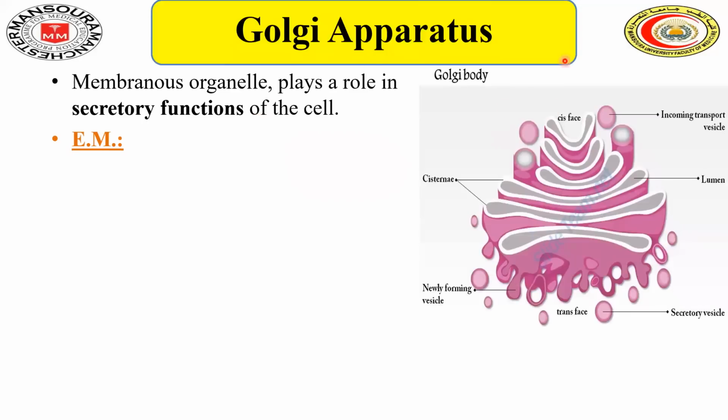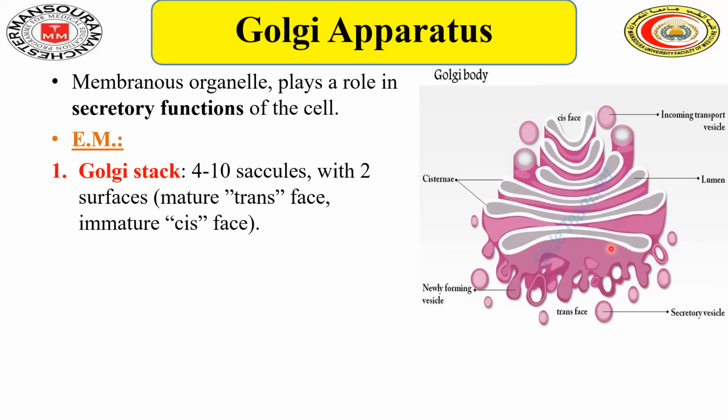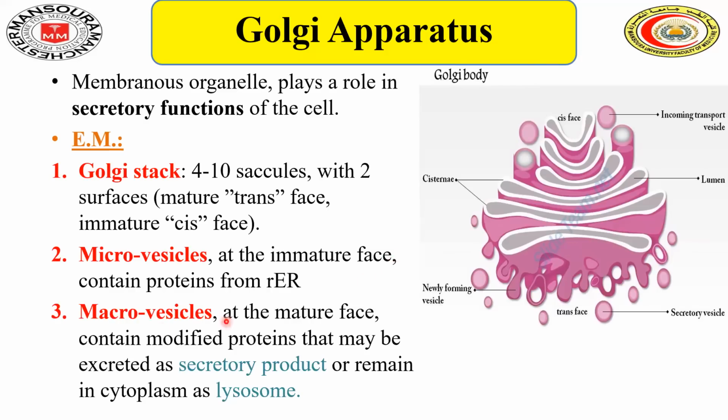By electron microscope, here we have a diagram first for the Golgi. Golgi apparatus is formed of three components: Golgi sac, microvesicles, and macrovesicles. These three components together form one Golgi apparatus. So here we have a diagram for one Golgi. Here we have the stack. These are the Golgi stack. These are the microvesicles. Micro means small. And here is the large vesicle, secretory vesicle. Here are the microvesicles also, or incoming transport vesicle. And this large one represents the macrovesicle.